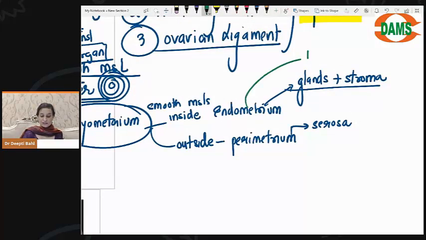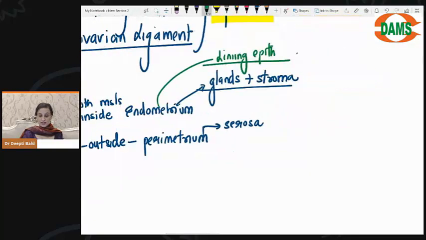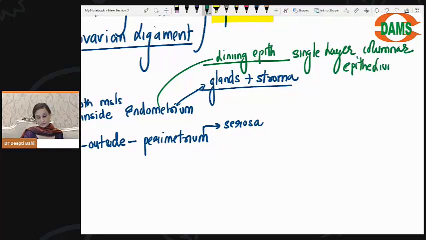Tell me, anybody? What is the lining epithelium of the uterus? Single layer columnar epithelium. Okay, so it is a single layer columnar epithelium. That's what the endometrium is made up of, and there will be stroma.